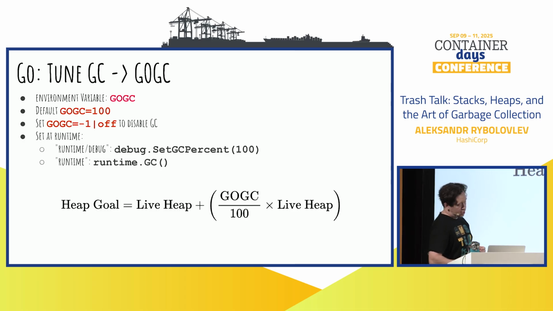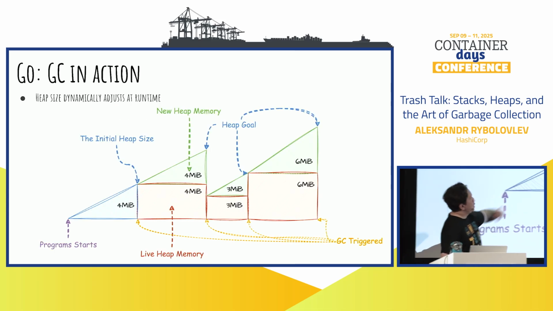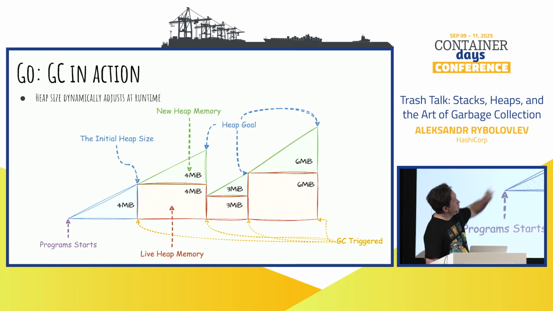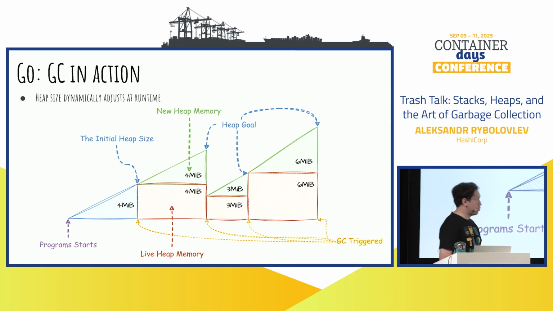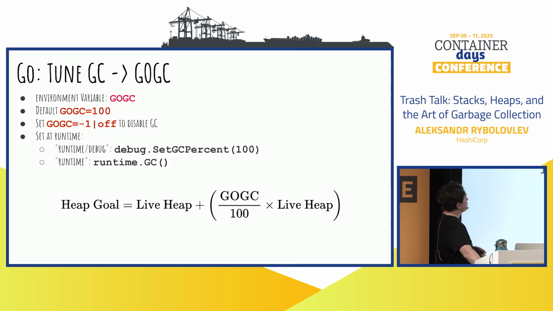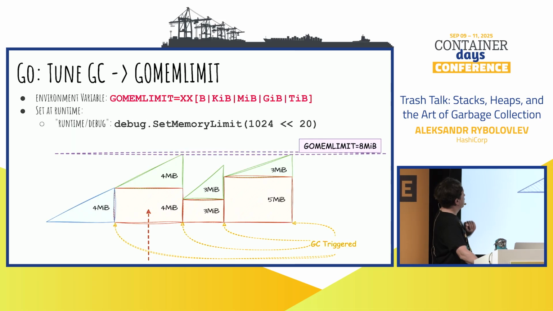Let's say if you set 1,000 instead of 100, then the initial heap goal would be not 4 megabytes, but 40 megabytes. And for the second part, the heap goal would not be an additional 4 megabytes, but again 40 megabytes, because it's going to be 10 times bigger. And it works in the opposite direction, so we can lower this number. That will mean that you will use less memory and get more frequent garbage collection execution. You can also completely turn off the garbage collector by setting this to off.